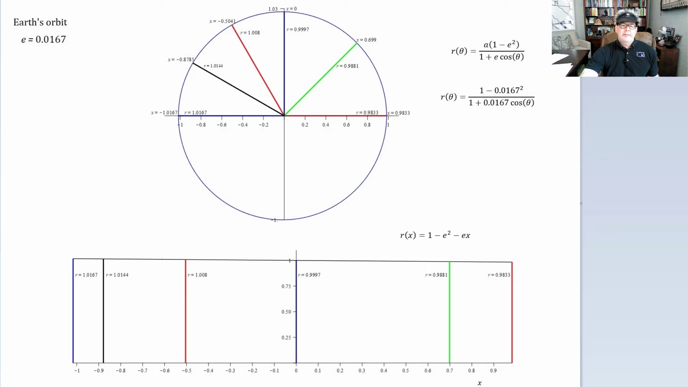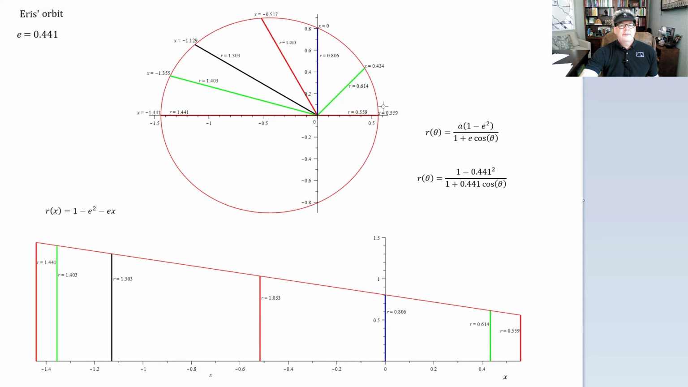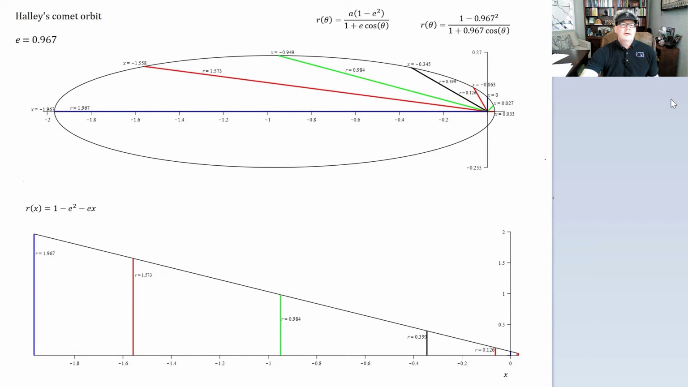So now we'll look at projecting onto the x-axis. So I can find the x value and what's the r for each x value. So I've got it here with Earth. Here it is with Pluto. And well, you can see now that it's linear. Here it is for Eris's orbit. And here it is for Halley's Comet. Again, linear, so it's going to be easy to integrate.